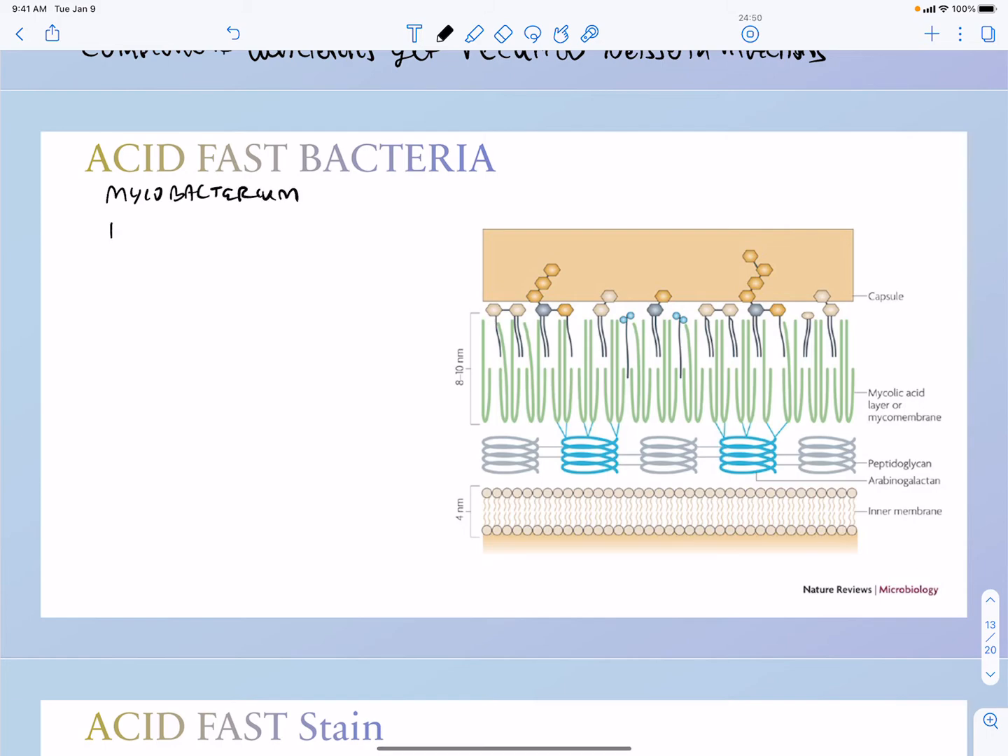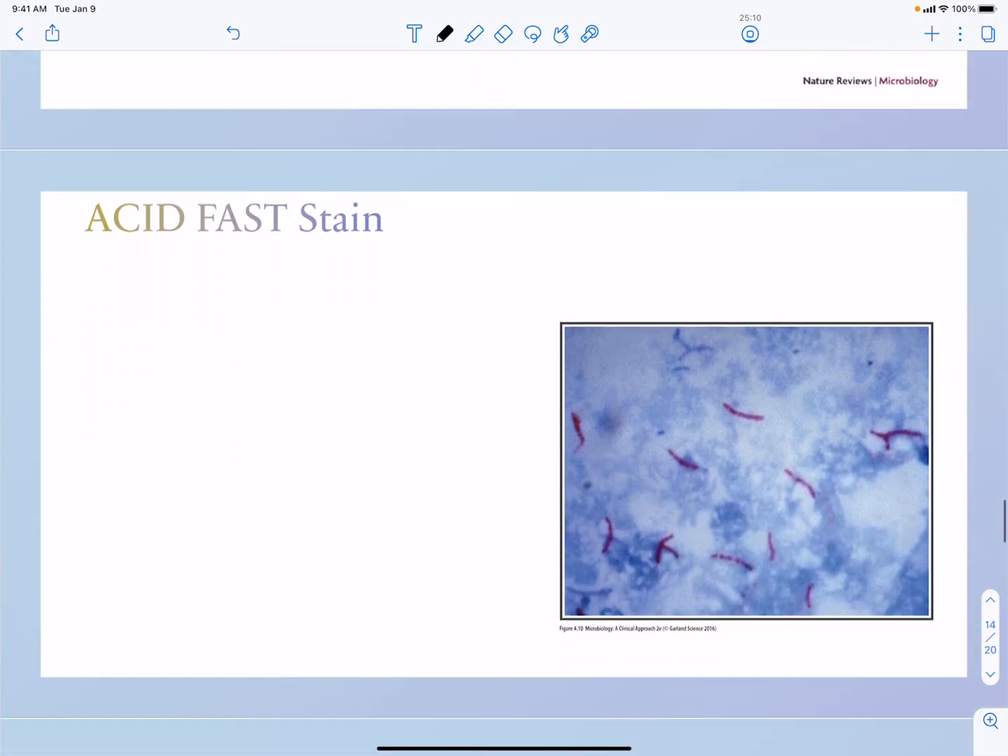And of course, TB is the famous Mycobacterium tuberculosis. And so basically you have mycolic acid, which is a thick layer, as well as a capsule associated with this bacterium. And so acid fast is basically going to be you are doing a particular stain, the acid fast stain, in which you have first a dye, and this is a carbol fuchsin dye.